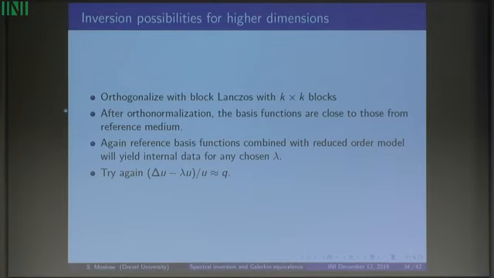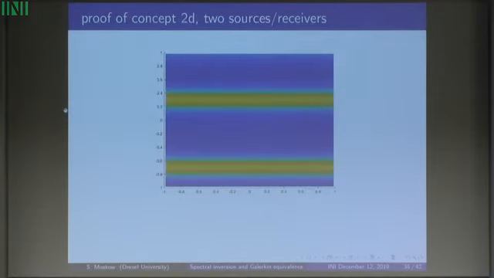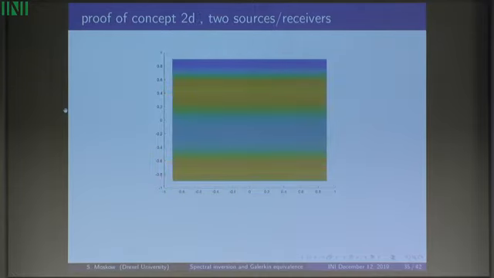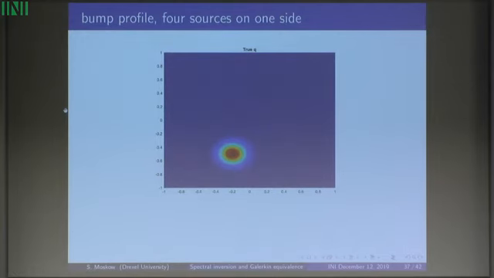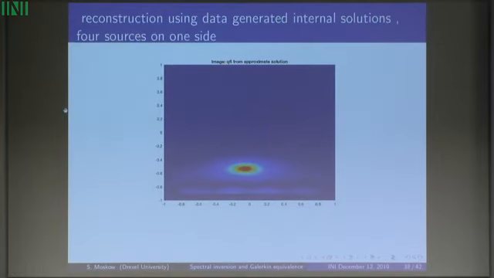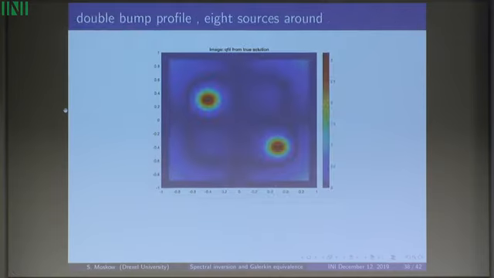And here are just a couple of pictures. Here's one where I have a 1D varying medium, but I didn't assume I knew that, and I only had 2 sources and receivers. Here's my recovery. Here's one where I have 4 sources on just one side, so it's not a full data set. And here's the recovery. Here it is recovering 2 things. In this case, I have 8 sources, 2 on each side.